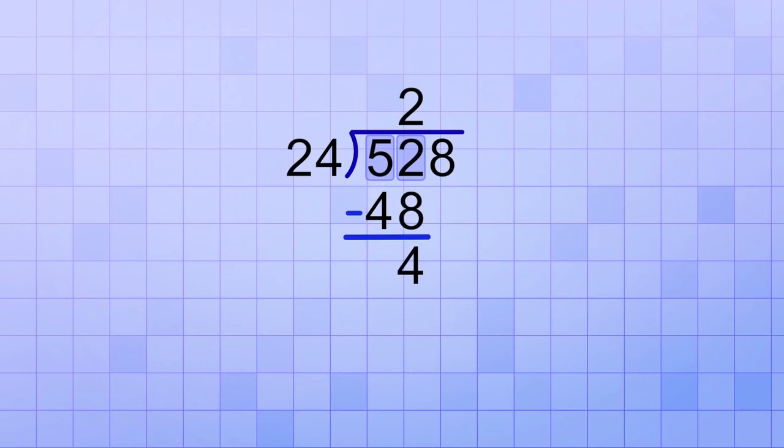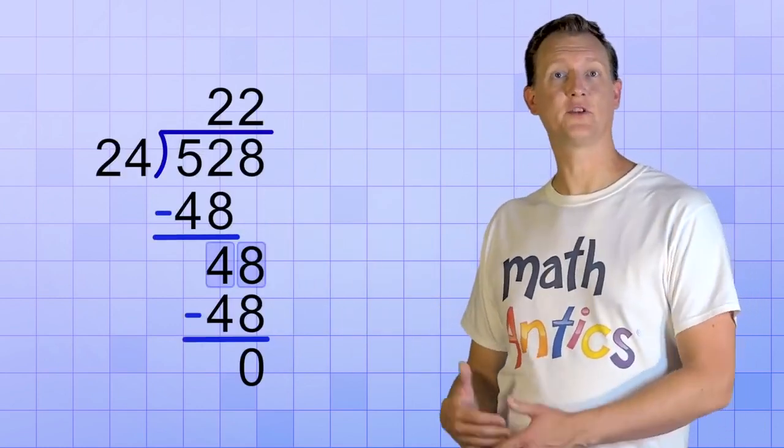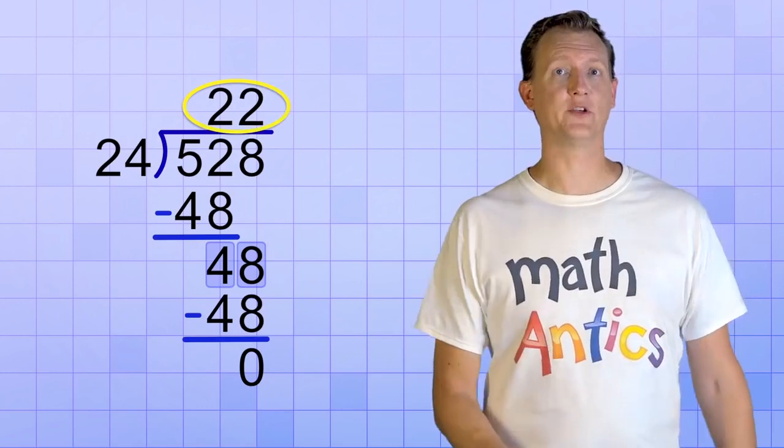We've already dealt with the first 2 digits of the dividend, so now we bring down the last digit to join the remainder and ask how many 24s will make 48. That's easy, it's 2 again, because we just saw that 2 times 24 is 48, so that will leave no remainder. So the answer to this first 2-digit divisor problem is 22.